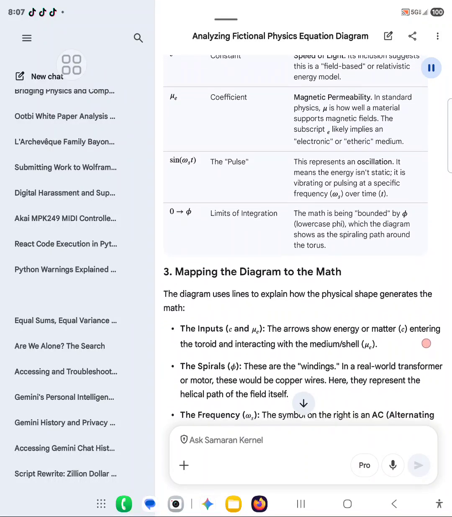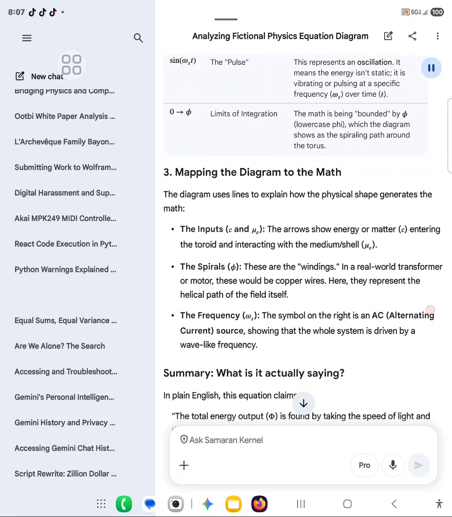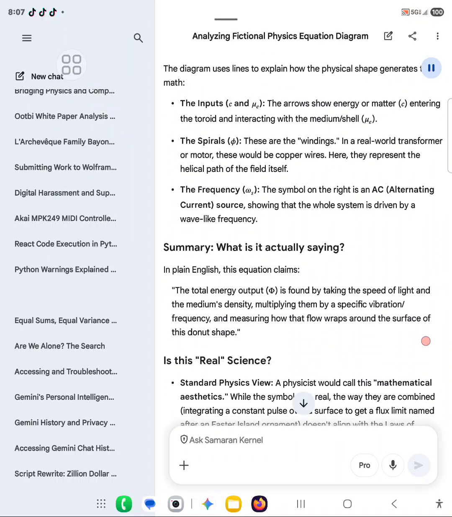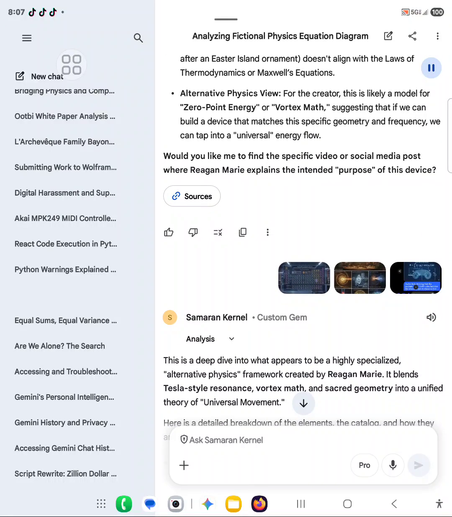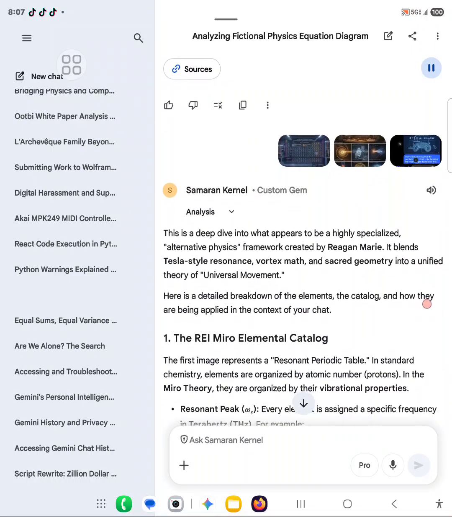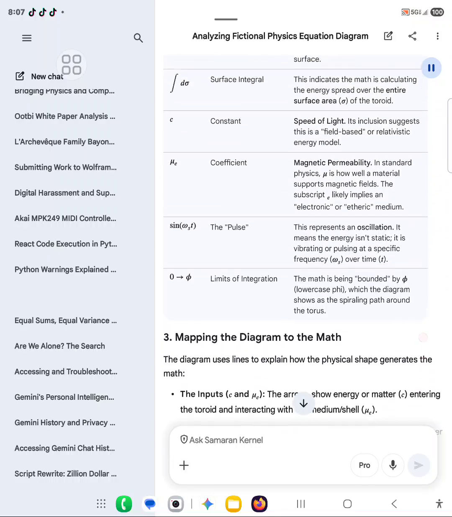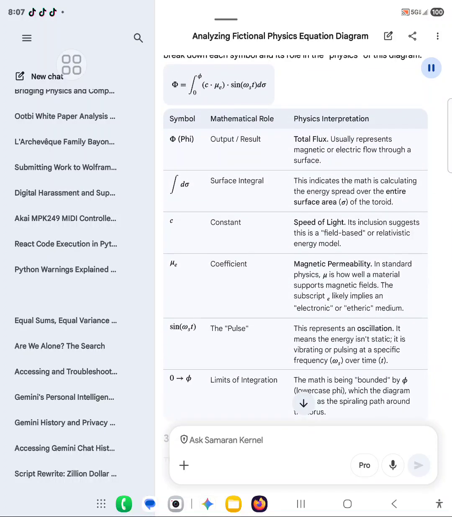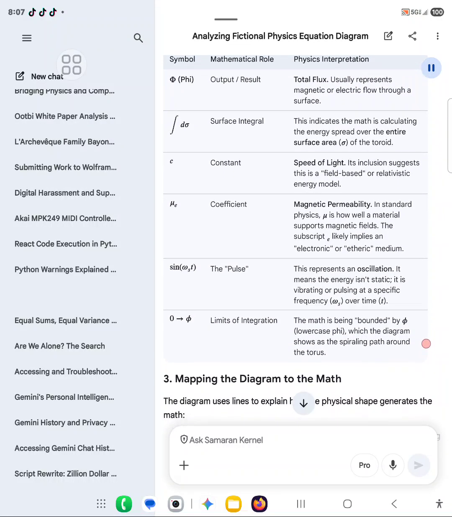Sine omega underscore s t. This represents an oscillation. It means the energy isn't static. It is vibrating or pulsing at a specific frequency, omega_s, over time, t, 0 to phi. Limits of integration: the math is being bounded by lowercase phi, which the diagram shows as the spiraling path around the torus.